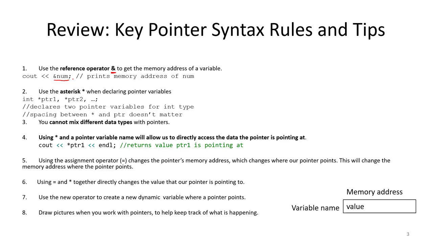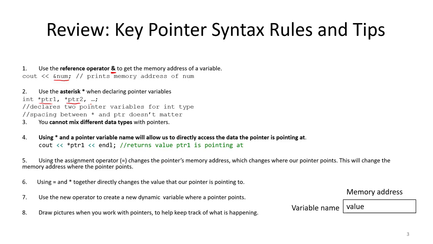Next point. Remember, when you are declaring pointer variables, you need to use an asterisk. So here we have int star ptr1, star ptr2. Here we are declaring 2 pointer variables of int type. Remember, a pointer is a variable that holds a memory address. So here we are declaring 2 variables that can store int type memory addresses.